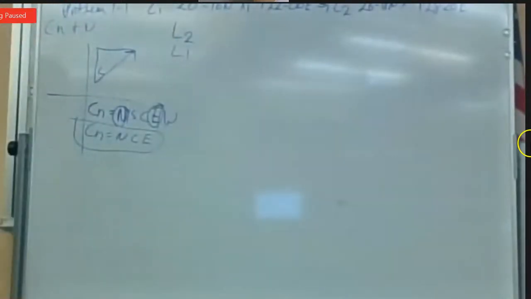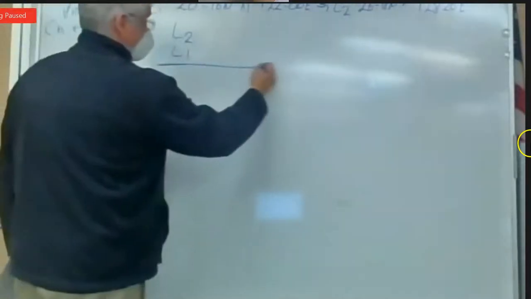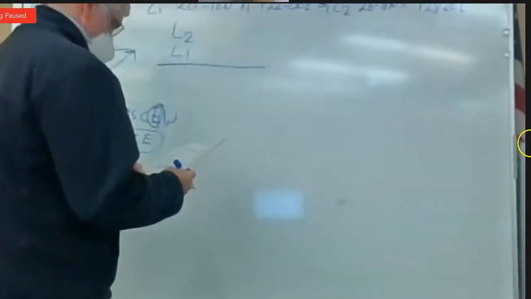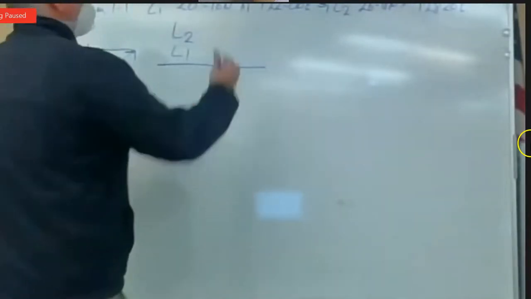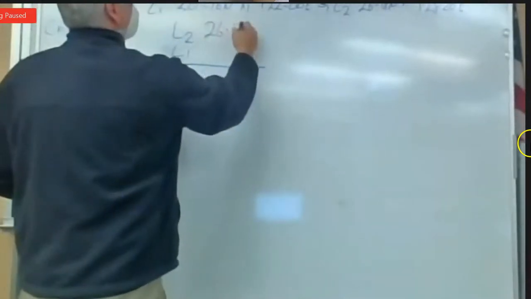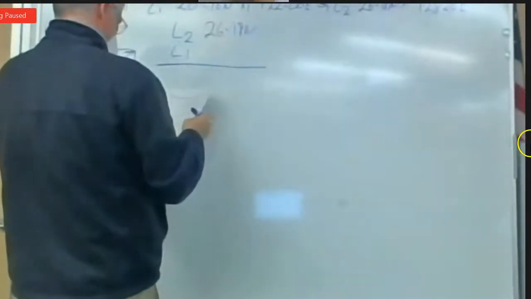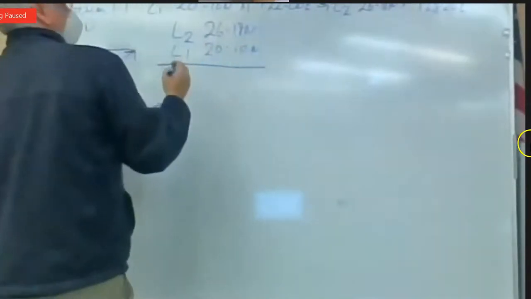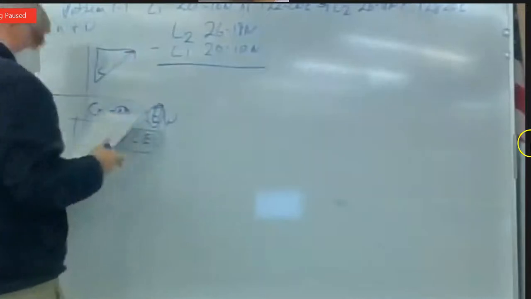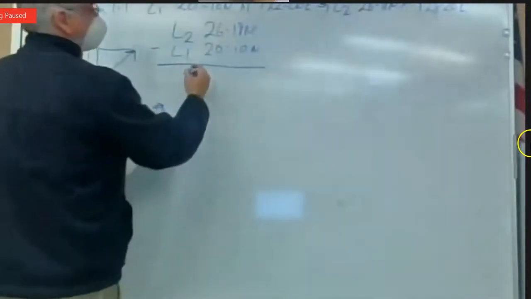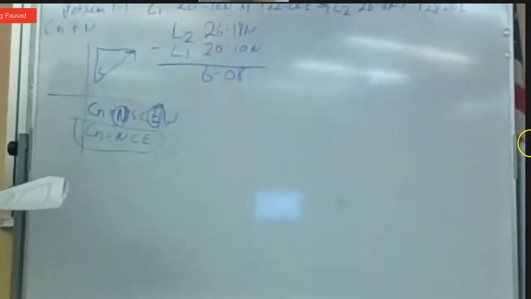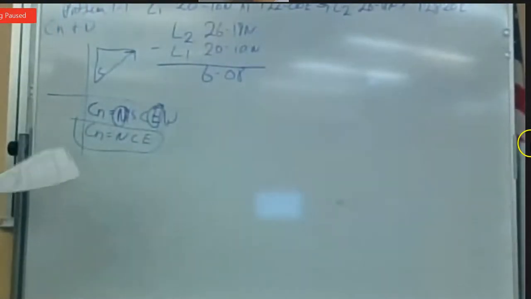Okay? So what was L2? Yeah, 2618. And L1 was 2010. Okay, and are we going to add or subtract them? We're going to subtract them, and you should get 608. Okay, 608.